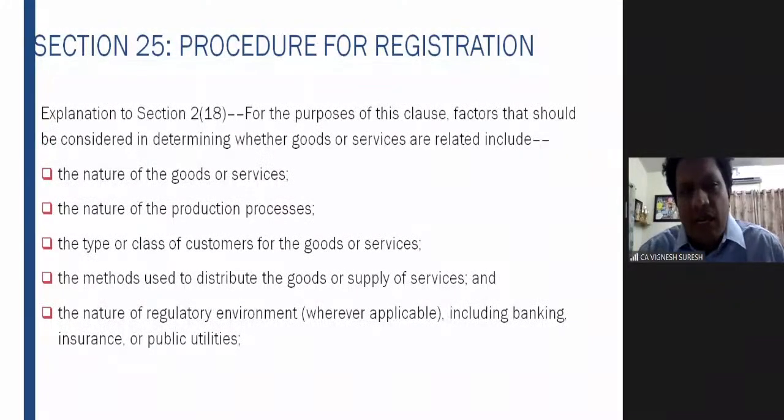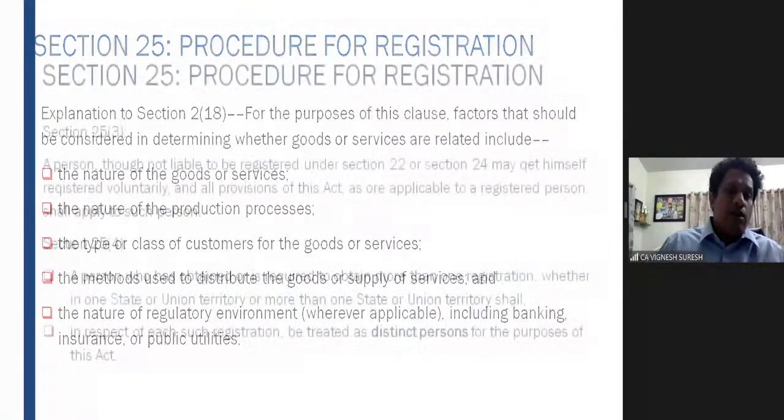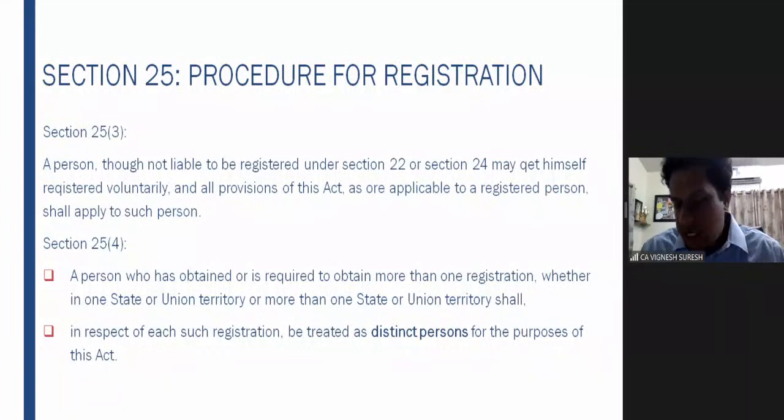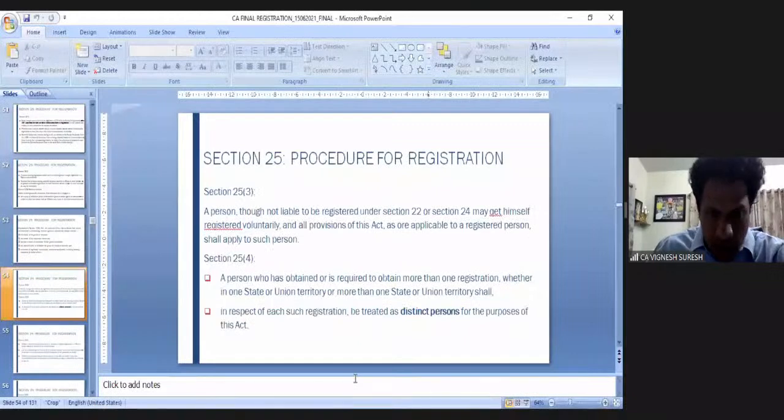What are the various factors which can be considered for a business vertical: nature of goods and services, production processes, type or class of customers. All these are key points for you to determine whether the business vertical is separate for each particular business. So that was basically section 25(2), which speaks about a single registration in each state and also an option to get multiple GST registrations in case of different business verticals. Now let us pause for a moment and see if you have any queries till now, so that we can take that and move forward.